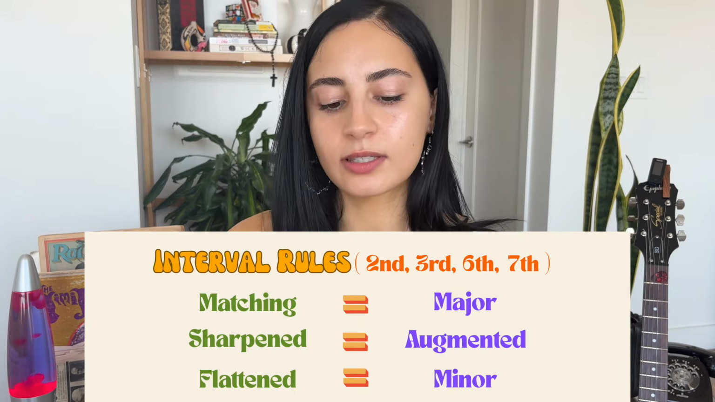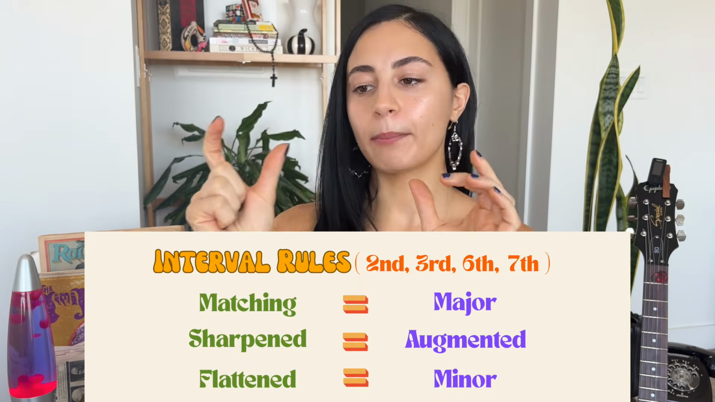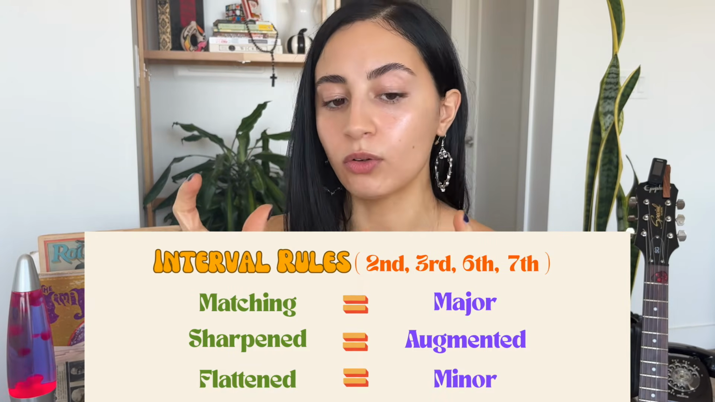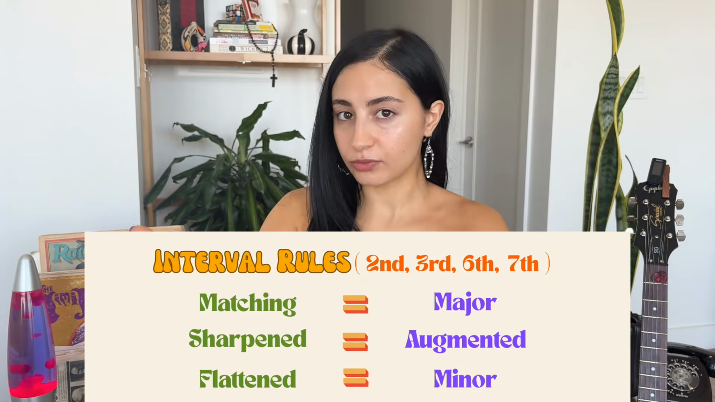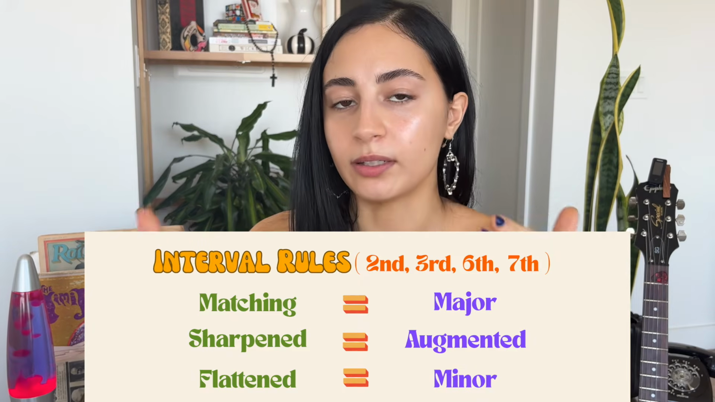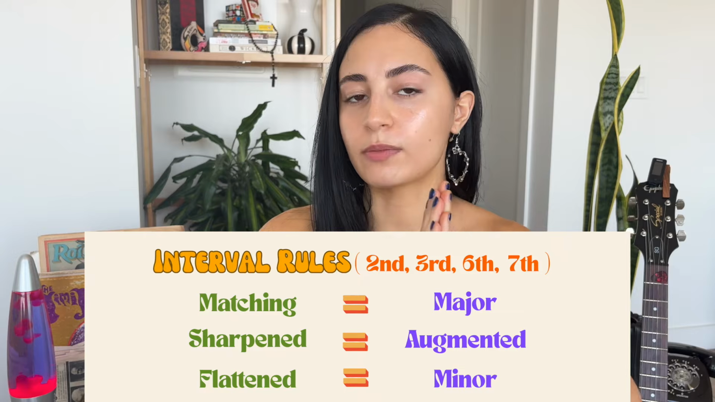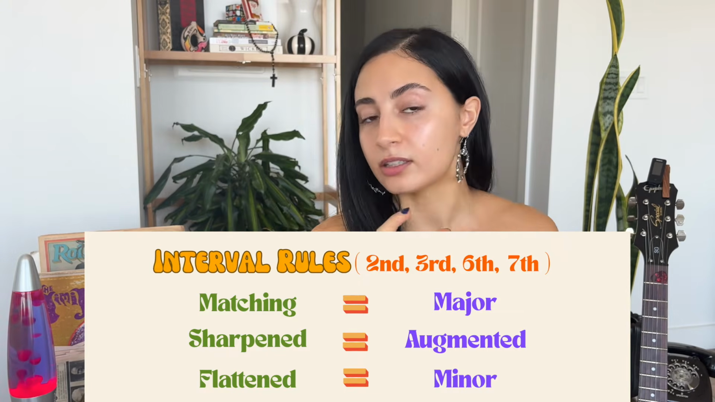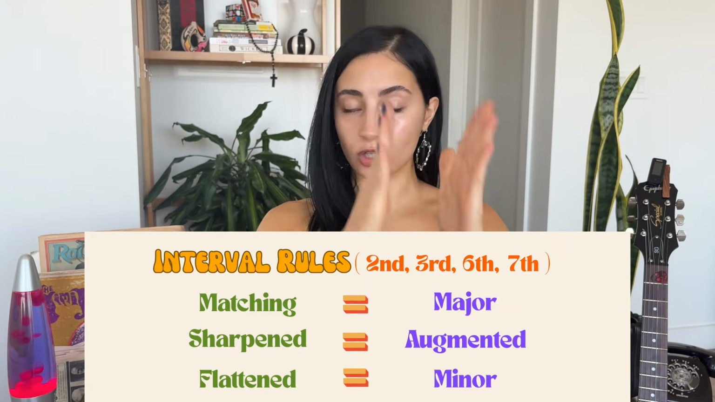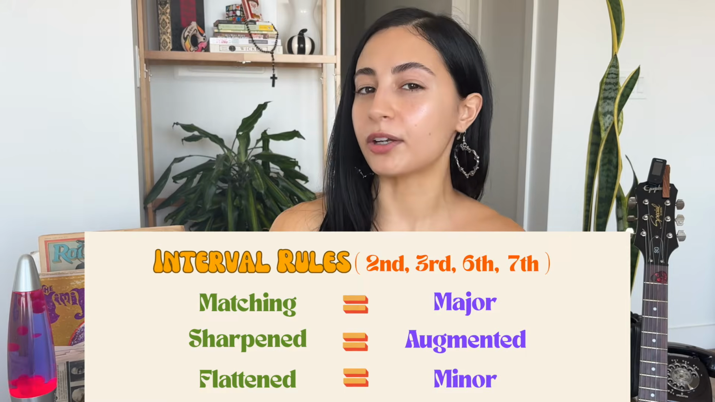Does that make sense? So to review, the second, third, sixth, and seventh intervals, if the note we are measuring matches the note within the starting note's major scale, we call that a major interval. If it's sharpened from the way it naturally lives in the starting note's major scale, we call that an augmented interval. And if it's flattened from the way it naturally lives in the starting note's major scale, we call that a minor. So great, that covers second, third, sixth, and seventh intervals.